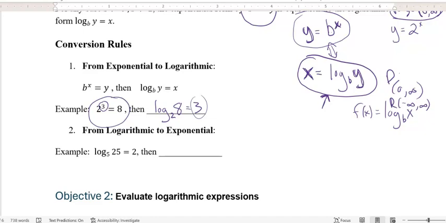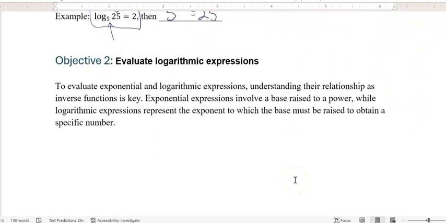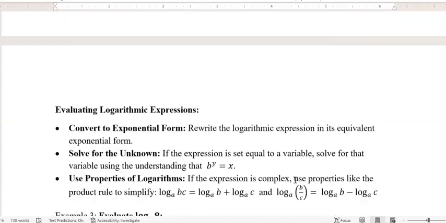All right, how about the other way around? There are 3 parts to identify: the base, the input, and the output. So log base 5 of 25 equals 2, which makes sense. 5 squared is 25. What if I just asked you to evaluate logs? Can you apply that property? All right, well, let's take a look.